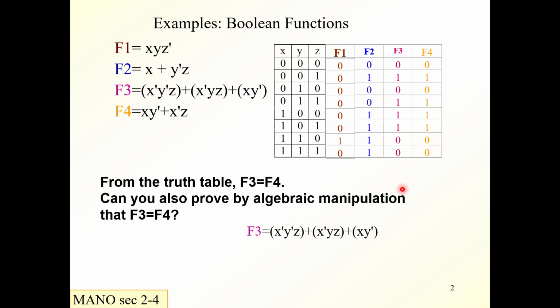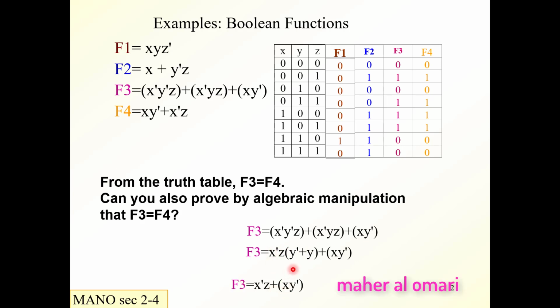Now this is f3. Notice that in f3, I can take x bar and z out of these two terms, which leaves me with this. Here we have y bar, and here we have y. We know that y bar ORed with y is equal to 1. And anything you AND with 1 is the thing itself. So what is left is f3 is equal to this ORed with this. Look at f3, it is equal to f4.